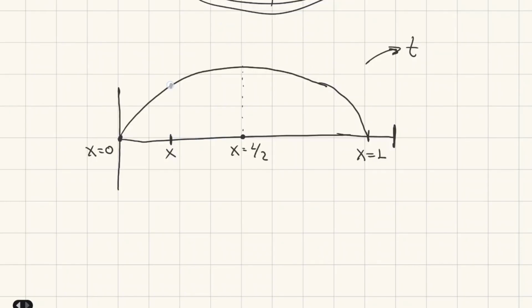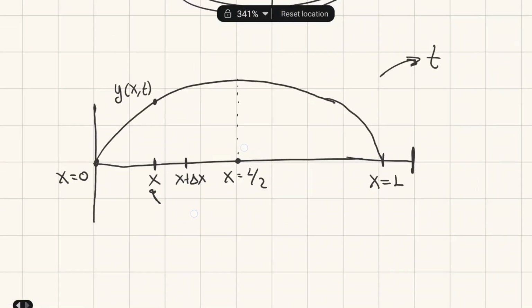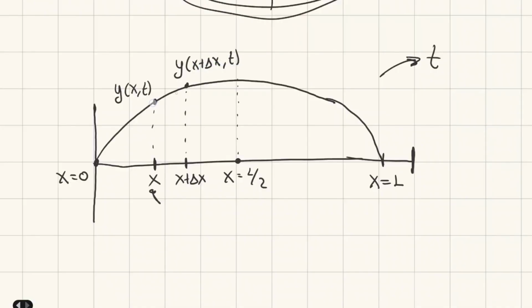In that case, this point will be y of x comma t, and maybe another point, let's say making a little displacement after this x to be x plus delta x, and then this will be evaluated at y of x plus delta x comma t. I mean that, well, we are taking two different points of the string, but at the same time t, right?